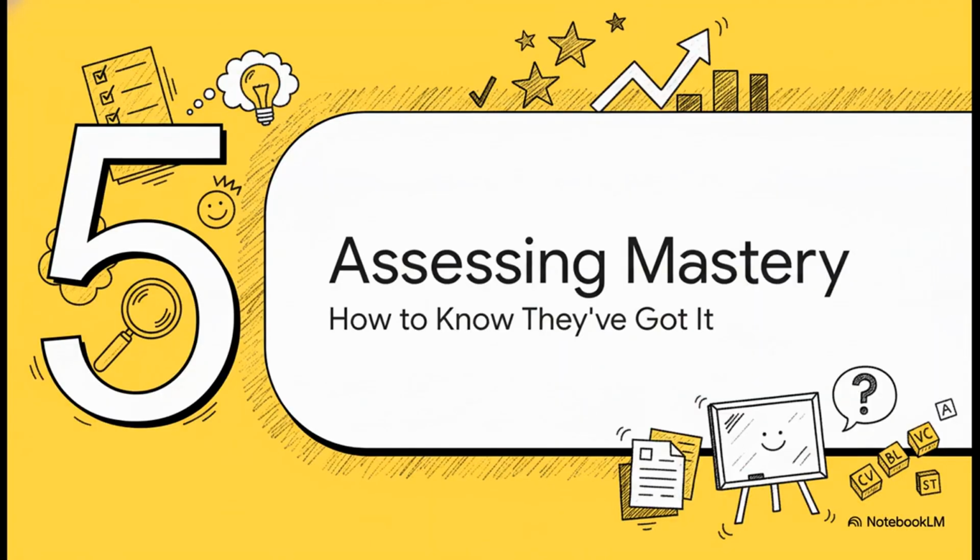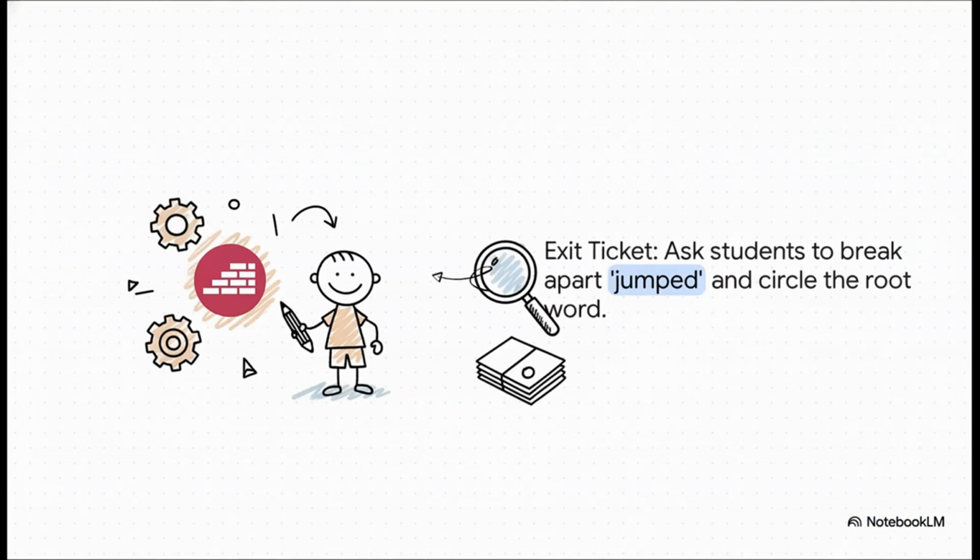Last but not least, how do we know if our teaching actually worked? We need to collect a little data. Let's talk about a super quick and easy way to assess this at the end of your lesson. You don't need a big formal test for this. A simple exit ticket is your best friend here. Just give each student a slip of paper with a word like jumped on it. Ask them to draw a line to split the parts and circle the root. It takes maybe 2 minutes, and it gives you all the information you need.